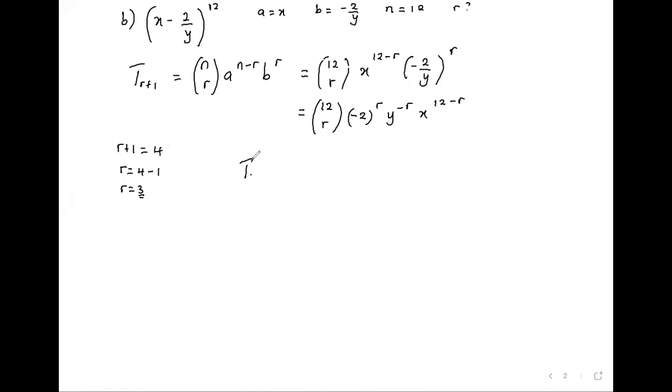So when we come here, we say the fourth term is equal to 12C4 x to the power 12 minus 4, times minus 2 over y to the power 4. So we didn't even have to get to this.